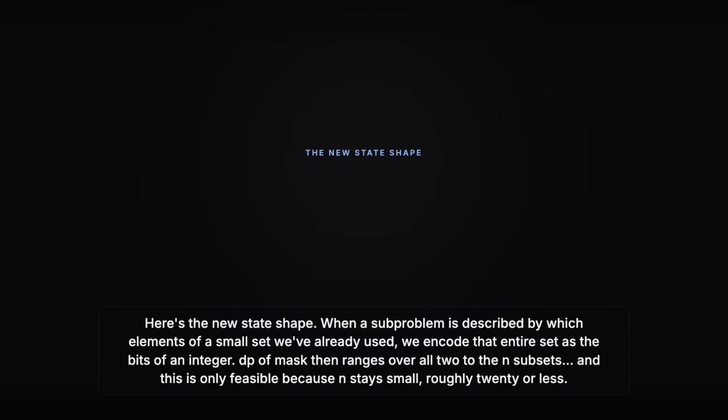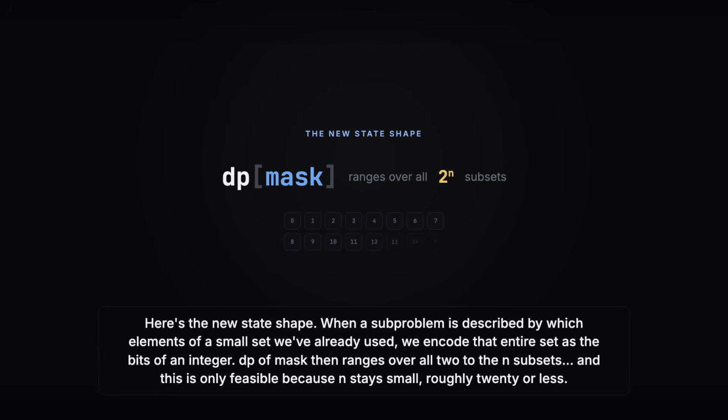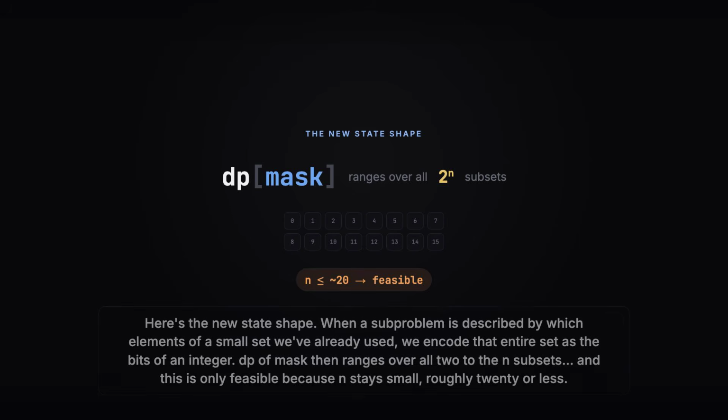Here's the new state shape. When a sub-problem is described by which elements of a small set we've already used, we encode that entire set as the bits of an integer. DP of mask then ranges over all 2 to the n subsets, and this is only feasible because n stays small, roughly 20 or less.